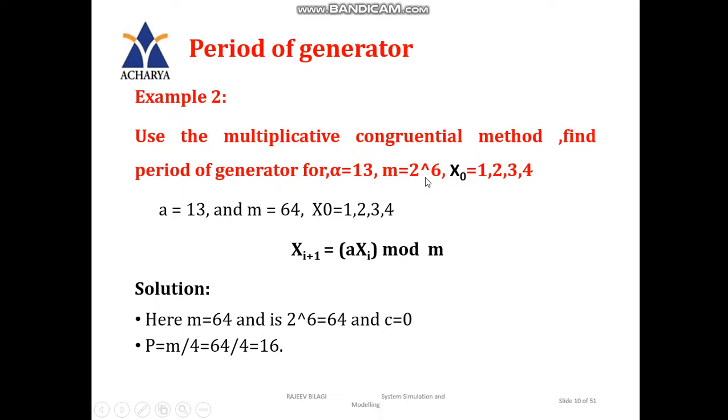Now x of i plus 1 equal to a x i mod m. So if you look here, m is equal to 64, that is 2 to the power of 6, and the value of c is equal to 0. So now p is equal to m by 4, that is 16. So that's what we got: after every 16 places the number is going to be repeated.